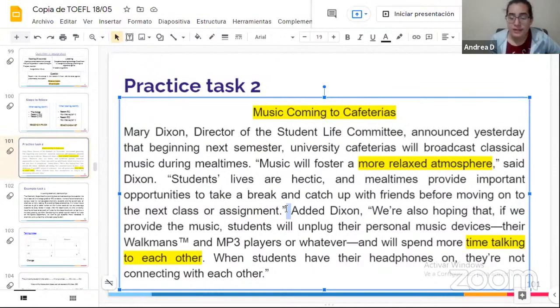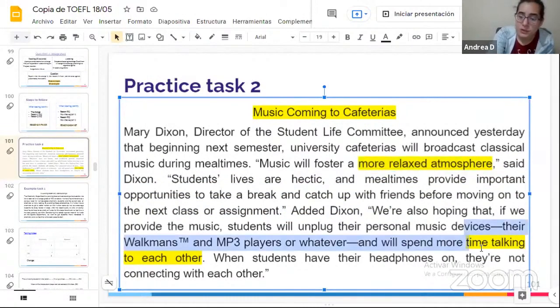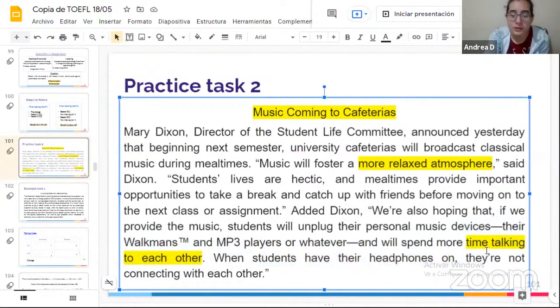Now, another thing I want to say here, it's always better if you do what David did. Basically, he wasn't really summarizing the arguments. He just pointed out some quotes. So this will foster a more relaxed atmosphere, and this will give them time to talk to each other, to connect more maybe, but that's it. So try to find those keywords that summarize the whole argument for you.